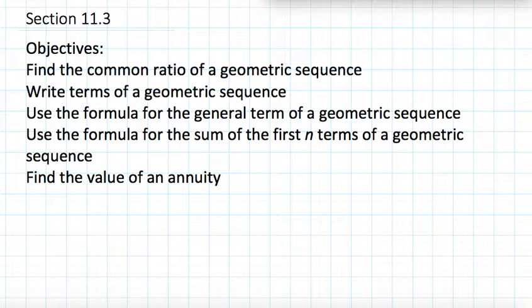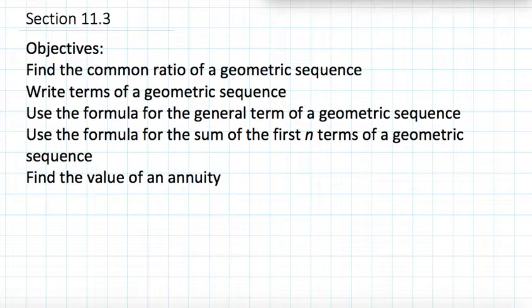This video is for section 11.3. Our objectives in this section are to find the common ratio of a geometric sequence, write terms of a geometric sequence, use the formula for the general term of a geometric sequence, use the formula for the sum of the first n terms of a geometric sequence, and find the value of an annuity.